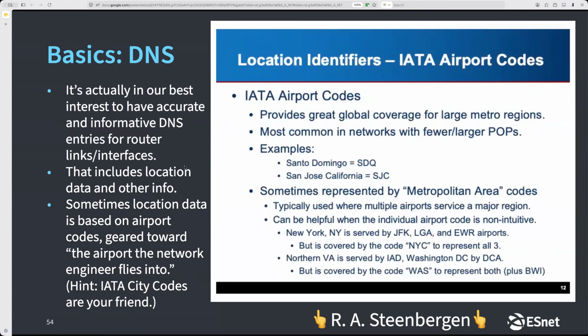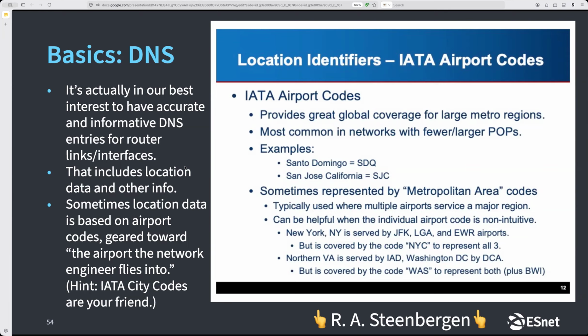And there's a lot of aspects of what we embed in the router DNS that's actually really important. So one of them, of course, is we put location data there, right? Especially if you have a WAN. If you're going across the country or across the state, you definitely want to have location data. And a lot of that is either CLLI codes or IATA city codes.